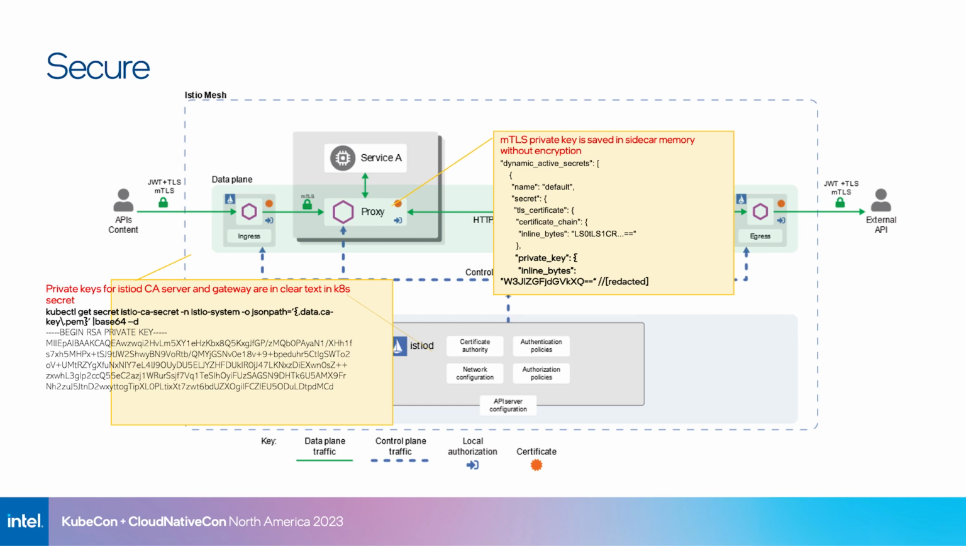By default, the upstream Istio will store these private keys in clear text. This picture shows two samples in red boxes where one can easily grab the private keys for the certificate authority server and the mTLS. It also means attackers can easily break the mesh communications.